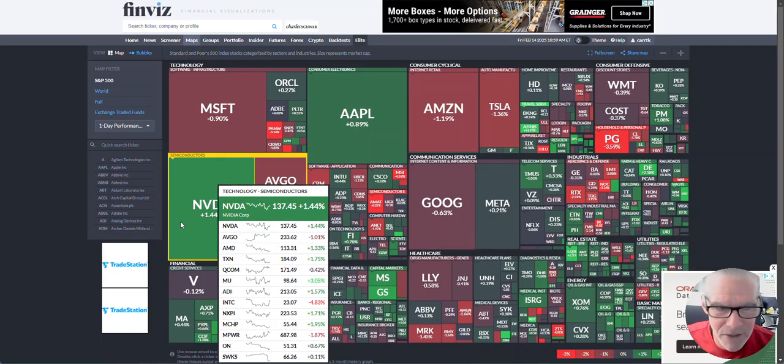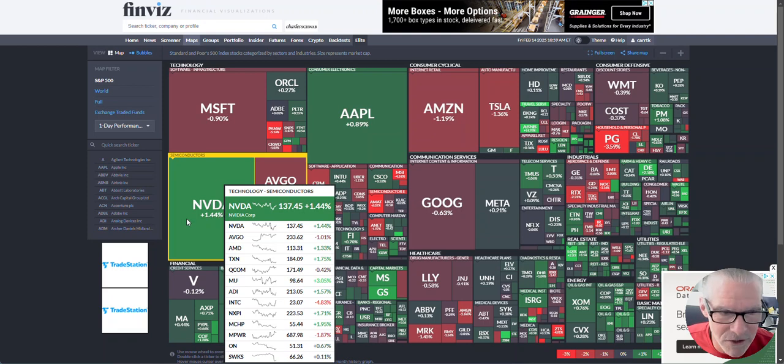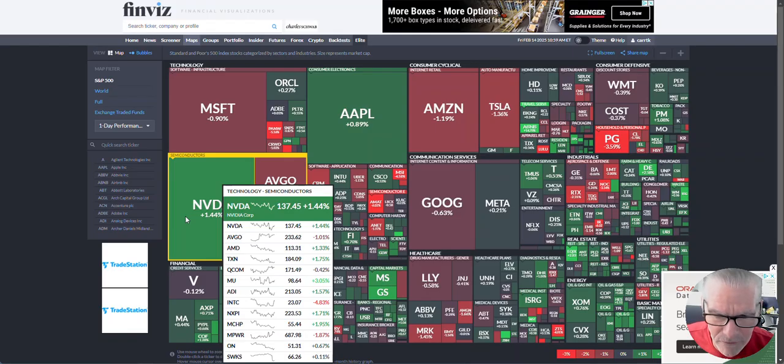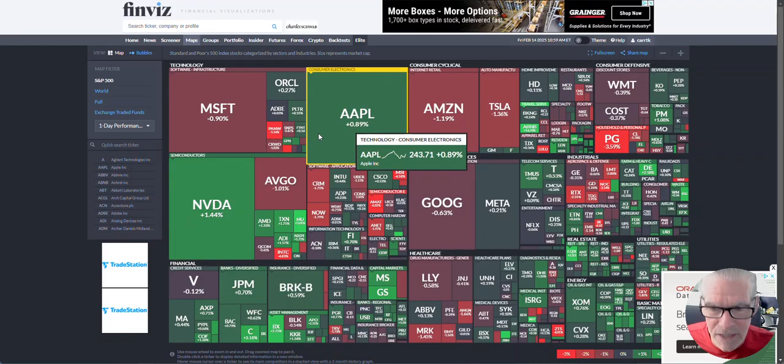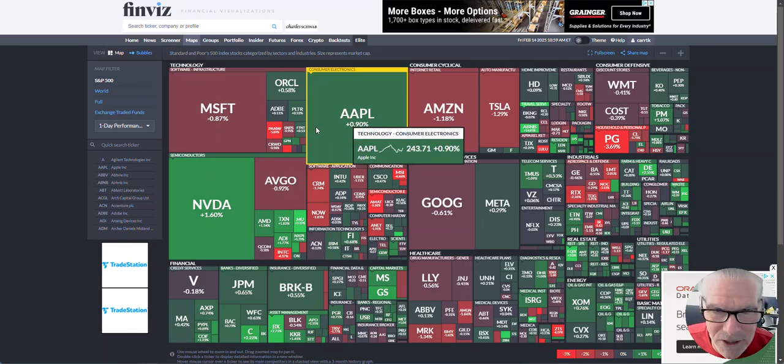NVIDIA, having a great day. It's been back to its leadership quality. I think 140 is probably going to be a limit for a while, but we'll see where that goes. And Apple, pretty strong today. We had a trade on Apple in the other room, the live trading room, and we just banked that out into strength because it hit some resistance and started to look a little bit squirrely.